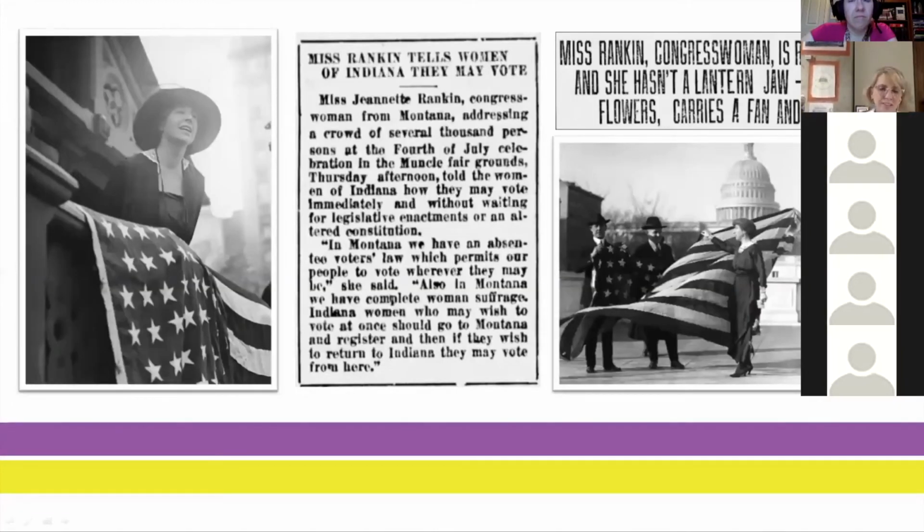And when she was at the 4th of July, she gave a really great speech about suffrage. She actually encouraged the women of Muncie to travel to Montana, where Montana had suffrage. And she said, you should go to Montana and fill out the absentee ballot there. Just say that you live there, and then just come back to Muncie and mail in your ballot, and that way you can vote in Montana. So she was basically promoting voter fraud at the 4th of July celebration in Muncie.